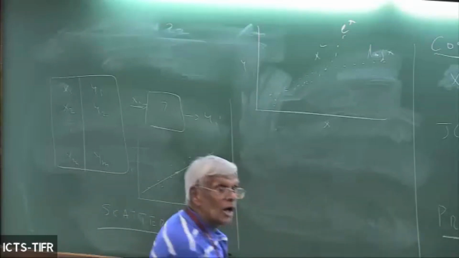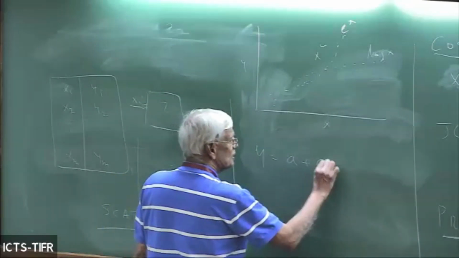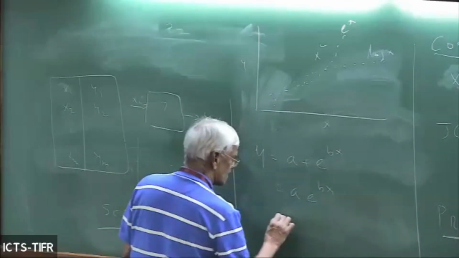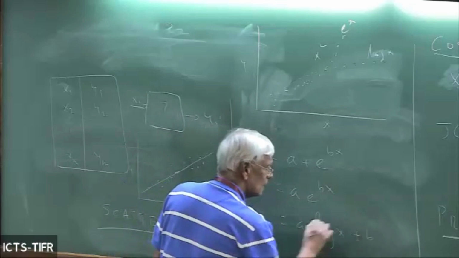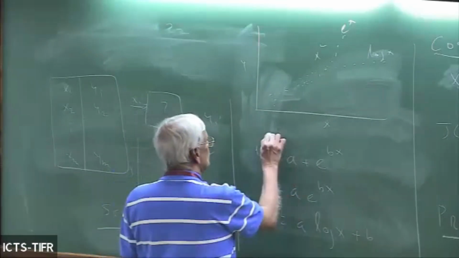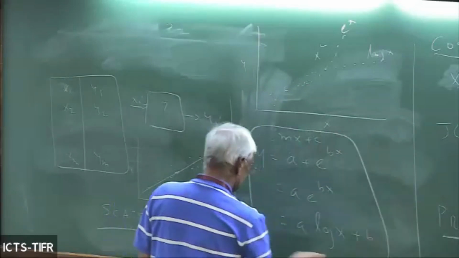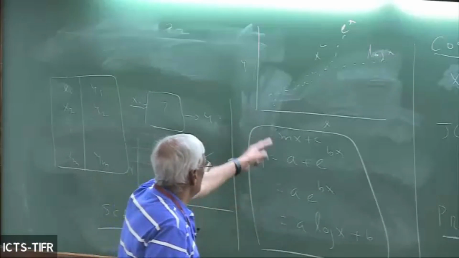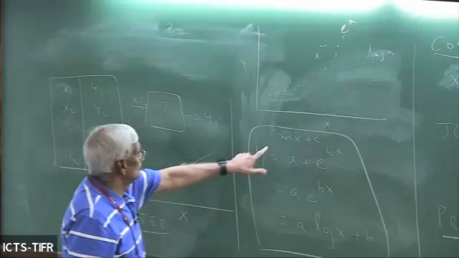Once you make that guess, then what do you do? You concoct a model. What is the model? Y is equal to a plus e to the power of b x. Or y is equal to a times e to the power of b x. A times log of x plus b. Or y is equal to mx plus c. So these are the classes of models. These models come from the scatter diagram.